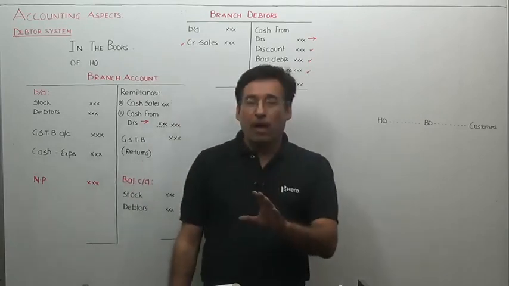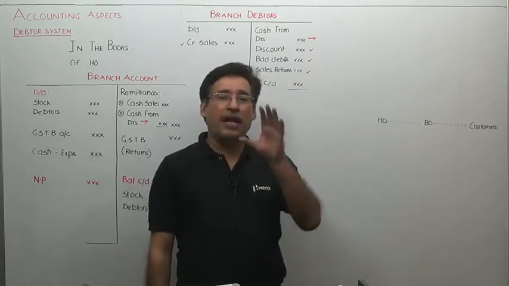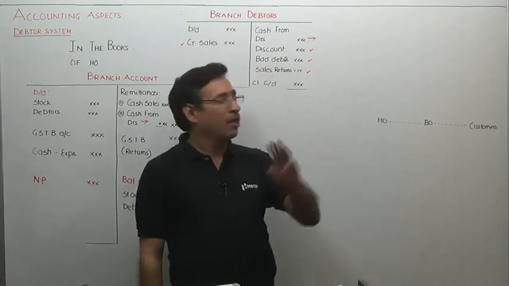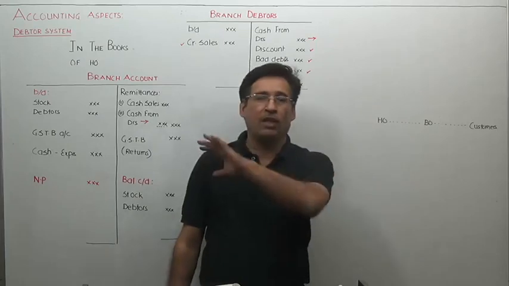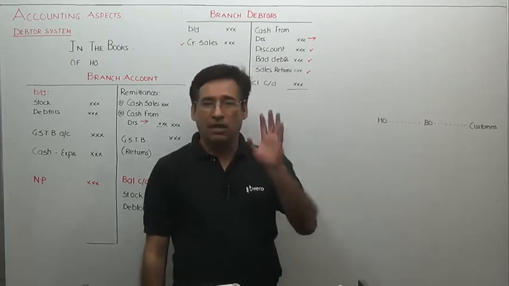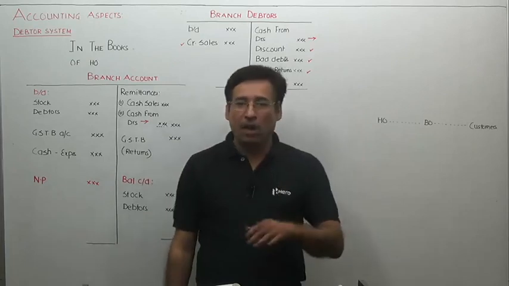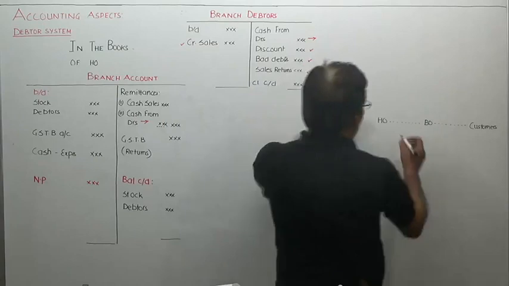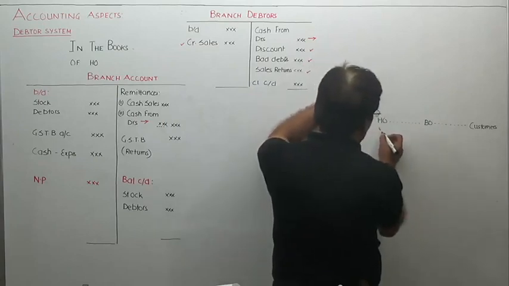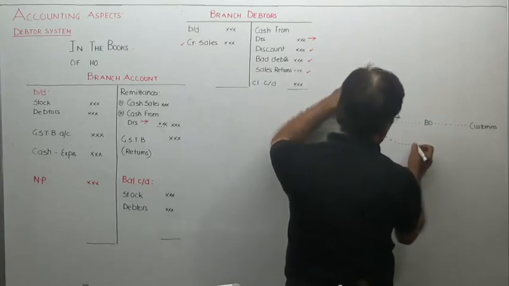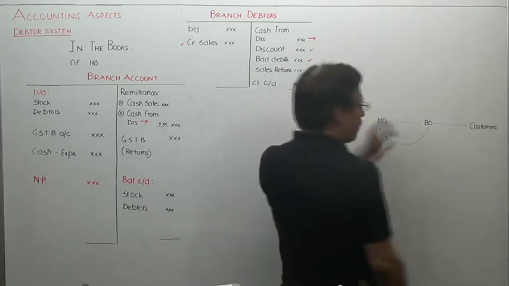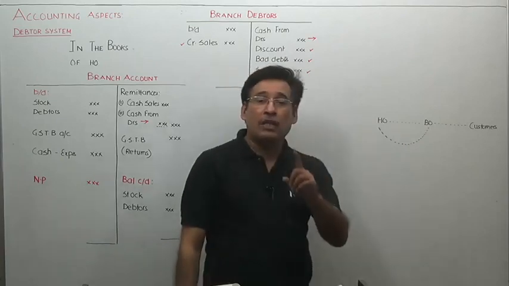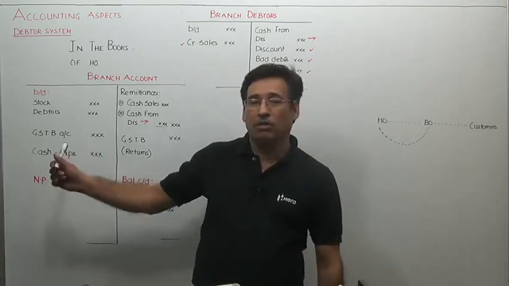I have told you and you have listened to me, and try not to let it escape out of your memory that 3 parties shall always be involved in the entire branch accounting. One is head office, second one is branch and third one of course is your customers. So pay attention. Any transaction which takes place between head office and branch office will always come in the branch account.